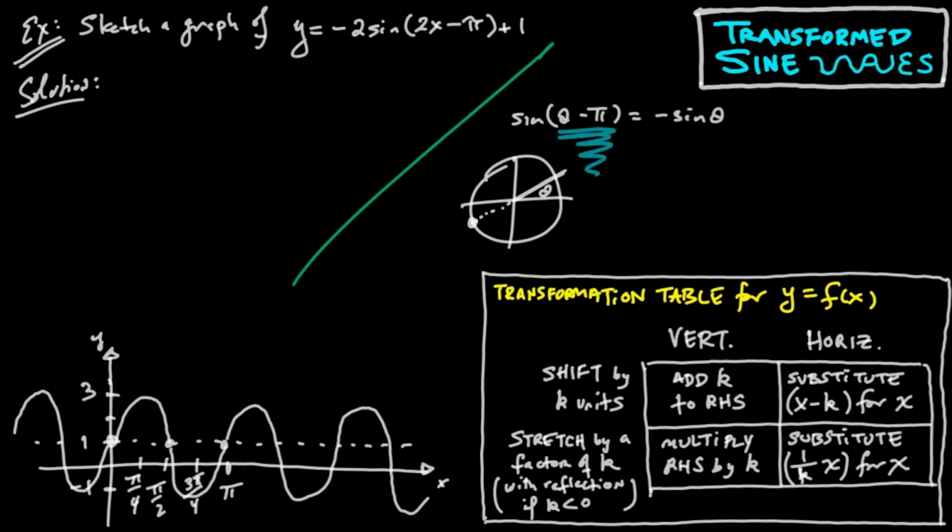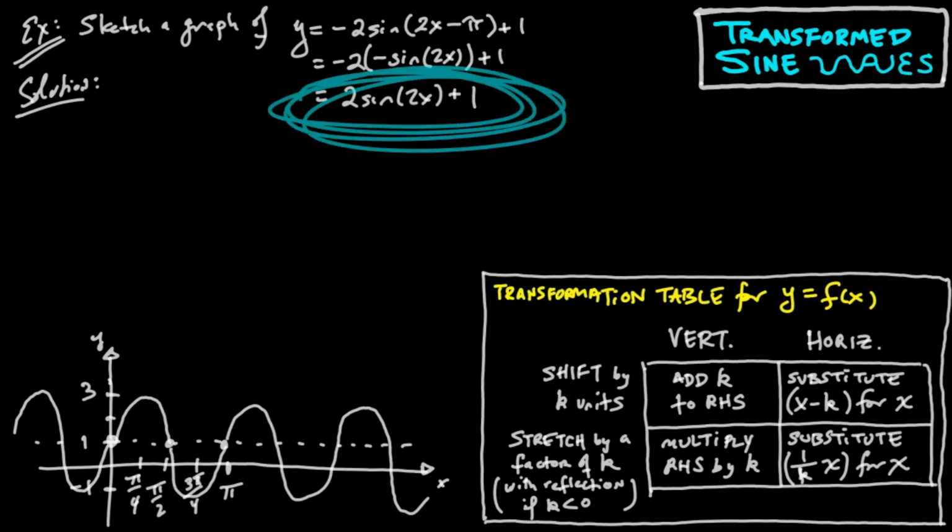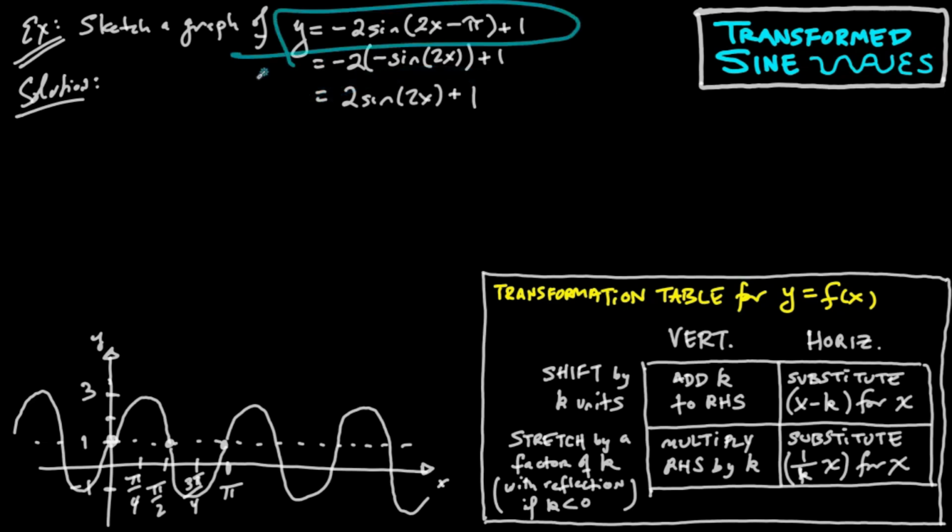Sine of anything minus theta is just minus sine of that anything. So in this case right here, I know that sine of 2x minus theta is going to be minus sine of 2x. But I mustn't forget the plus 1. And then that simplifies considerably because these two negatives cancel out, leaving me with 2 times sine 2x plus 1. And that's a much nicer thing to graph than this original version.